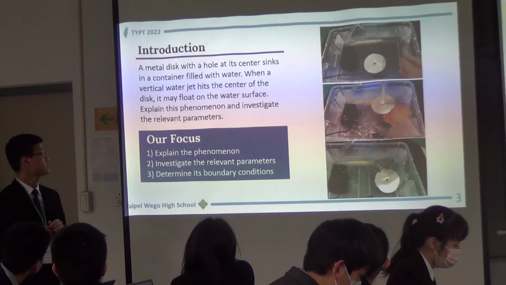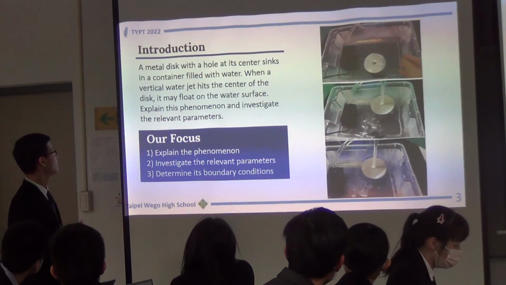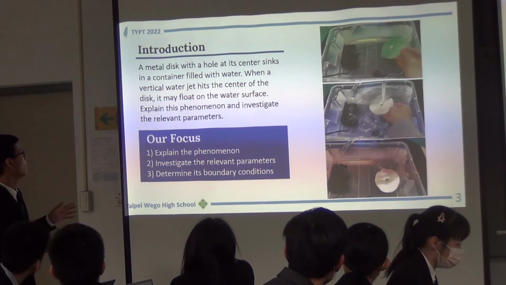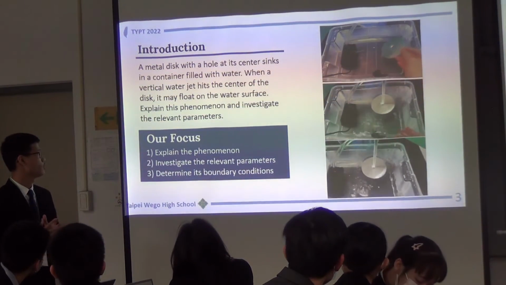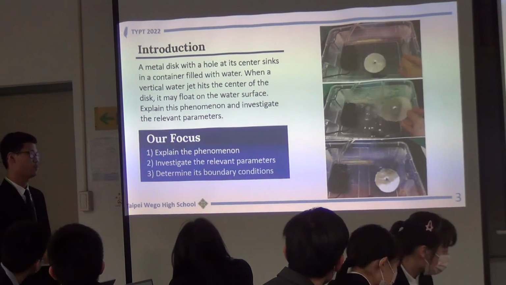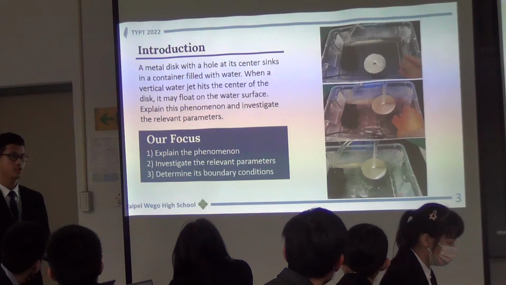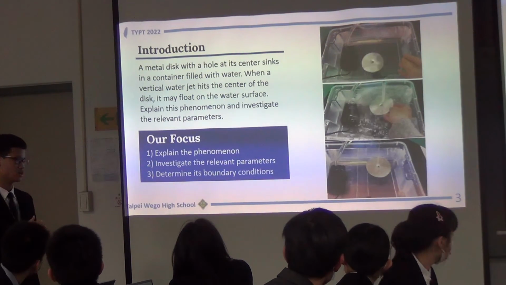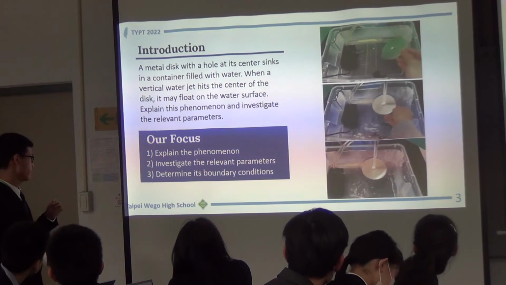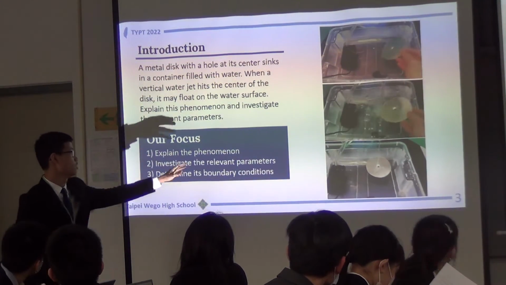So, as the problem stated, a metal disk with a hole at its center sinks in a container filled with water. When a vertical water jet hits the center of the disk, it may float on the water surface. Explain this phenomenon and investigate the relevant parameters. So our focus in this experiment will be mainly on 3 points: first, explain the phenomenon; second, investigate the relevant parameters; and third, determine its boundary condition.